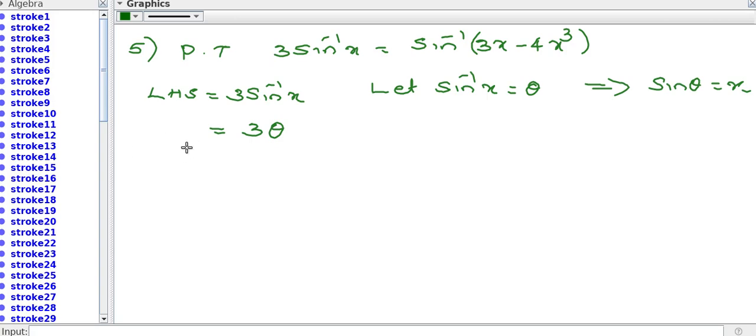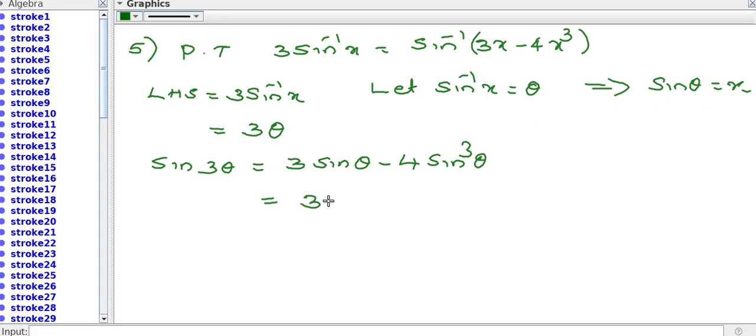Now we want the answer in terms of sine inverse, so we have to take sine here. Now apply sine to 3 theta. What is sine 3 theta? We have a formula for sine 3 theta: 3 sine theta minus 4 sine cube theta, right? And that's equal to 3, but sine theta is x, so it is 3x minus 4x cube. This is sine 3 theta.